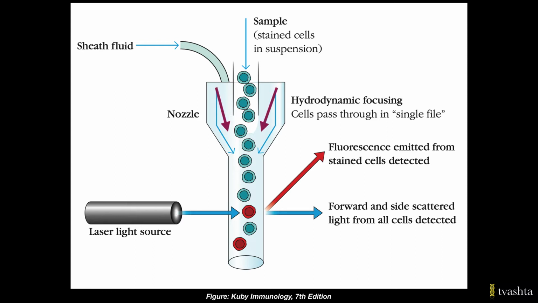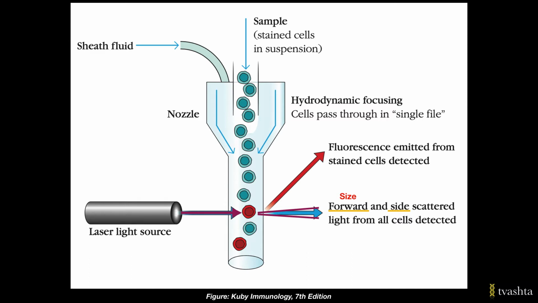So the cells are first hydrodynamically focused into a very narrow stream, and every time a cell crosses the laser light beam, light is scattered. There are two types of scattering: forward and side scattering. The forward scattering is due to the size of the cell. Larger the size, more the forward light scattering.